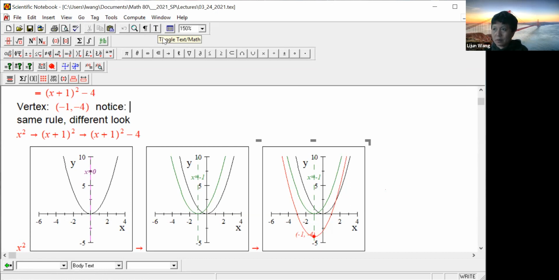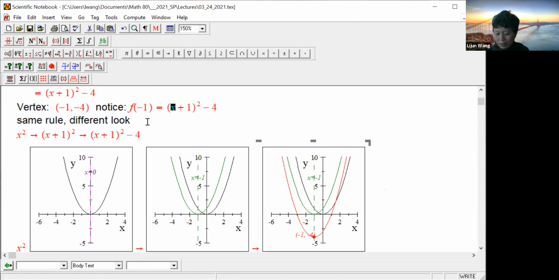Notice f of -1, when we plug in this form, with input -1, that's going to be 0 squared - 4. And in the end, you get -4. Do you guys follow me? This gives us some clue as to how to identify the vertex after the perfect square is done. Do you follow me?